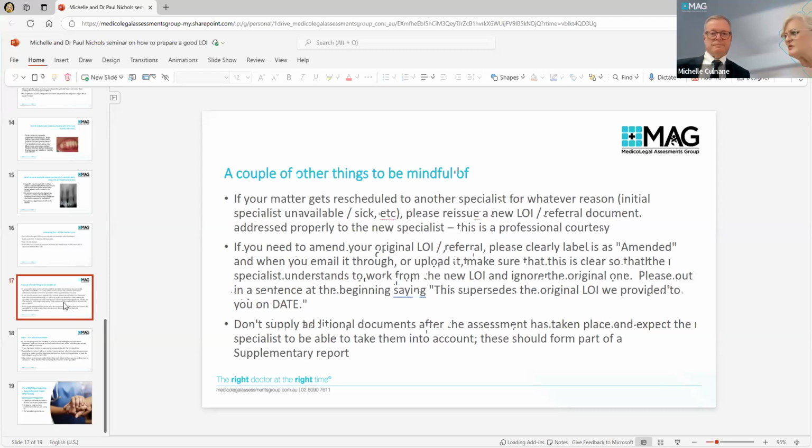The other thing that is also a major bugbear for doctors: you've provided your brief, you've provided your LOI, and the assessment took place yesterday afternoon. And then all of a sudden today or tomorrow, you provide a whole batch of more documents and say, oh, can Dr. So-and-so just take this into account? He assessed my client the other day. Well, no, they can't. It's really inconvenient. It's not in keeping with the whole concept of the IME examination and assessment.